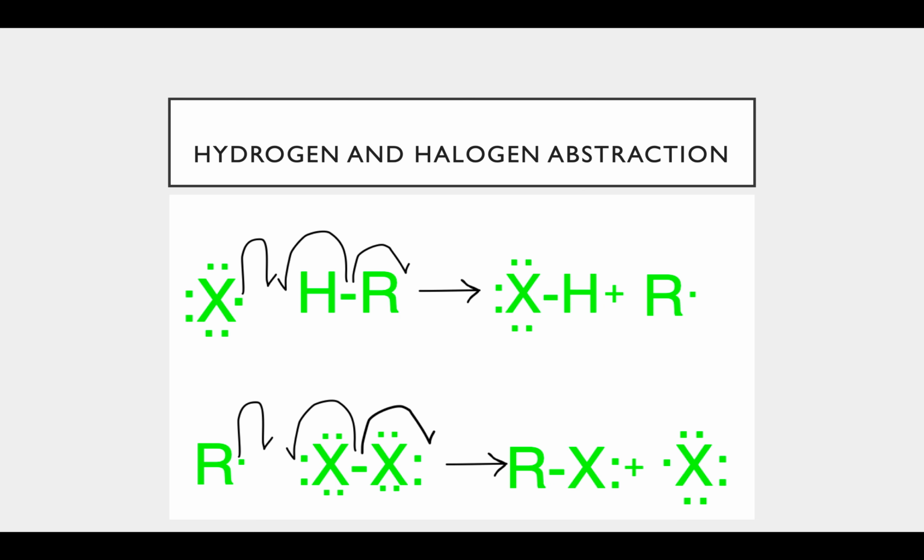The next two types of propagation are similar. They are hydrogen and halogen abstraction. This occurs when a radical reacts with a hydrogen or a halogen attached to a compound. This creates a bond between the species that was previously a radical and the hydrogen or halogen, but it leaves an odd number of electrons on the compound in which the hydrogen or halogen was previously attached, resulting in that compound becoming a radical.